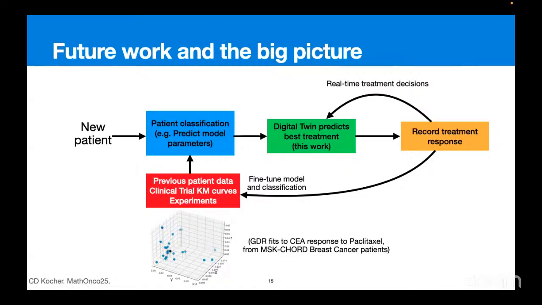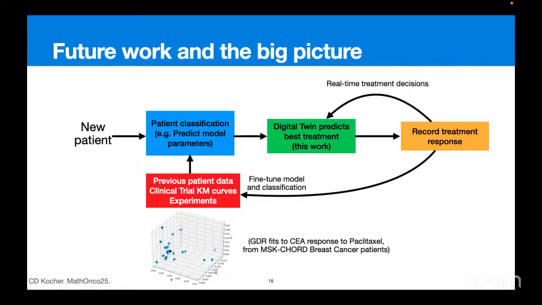But then we also want to do this after action report that Bob was talking about in his talk, where we go back and we say, okay, how can we fix the model based on what we observed? And how can we calibrate the model with, say, KM curves from clinical trials that have already been done, in vitro experiments and cell lines.